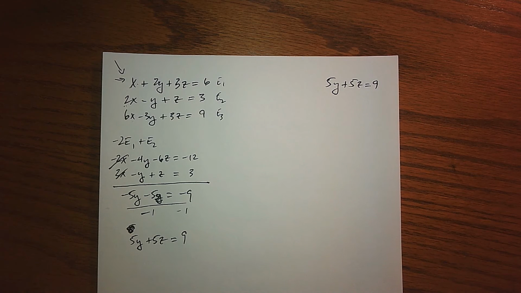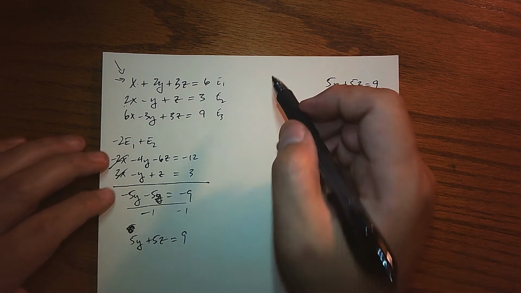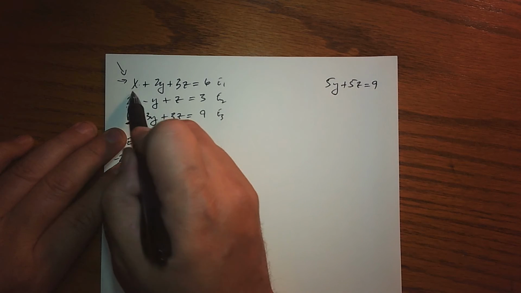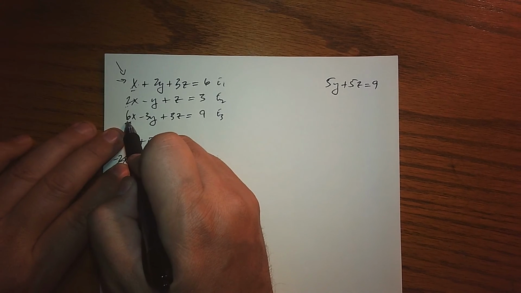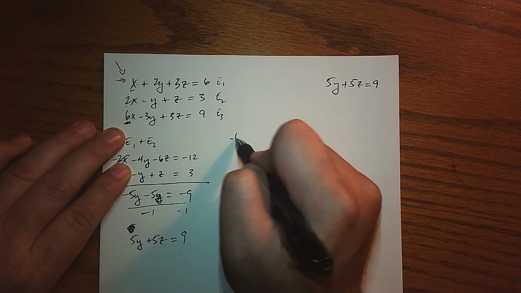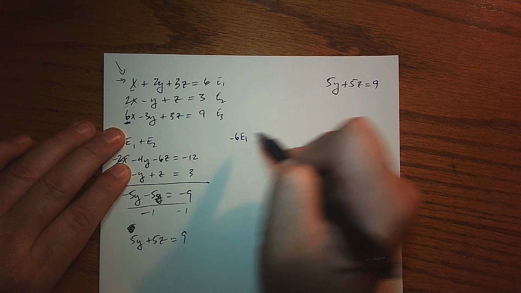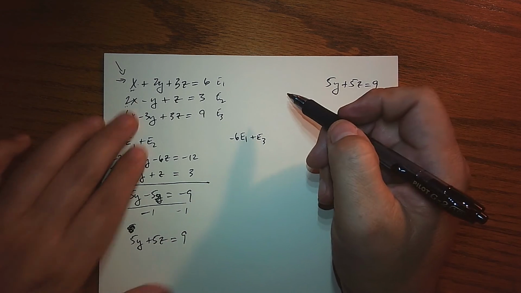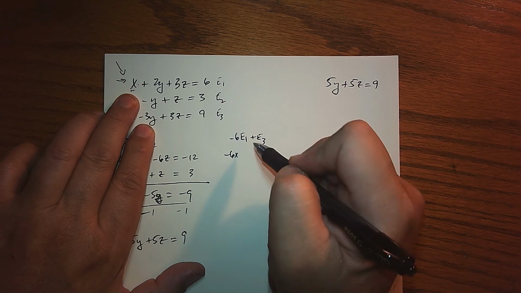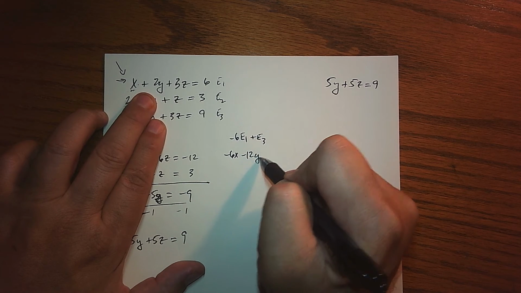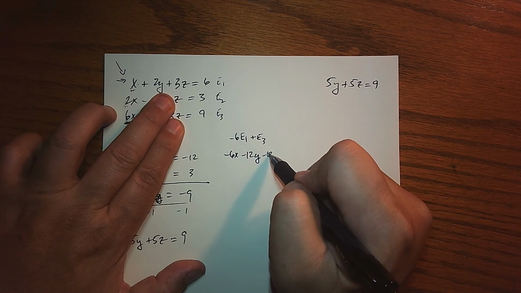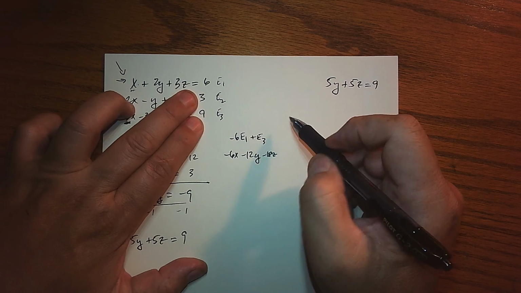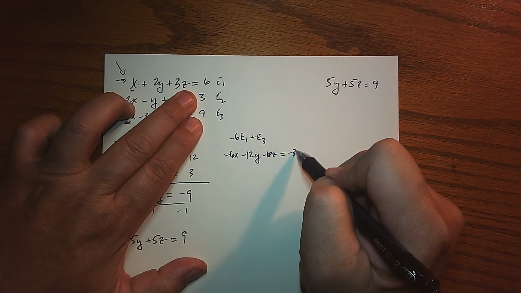All right, so doing some row operation math, or what I call equation math. So the next one, I want to get rid of this 6x using that. So I basically need this to be a negative 6. So I need to multiply negative 6 to equation 1, add that to equation 3, and I get what I need. So doing that, I get negative 6x minus 12y minus 18z equals a negative 36.